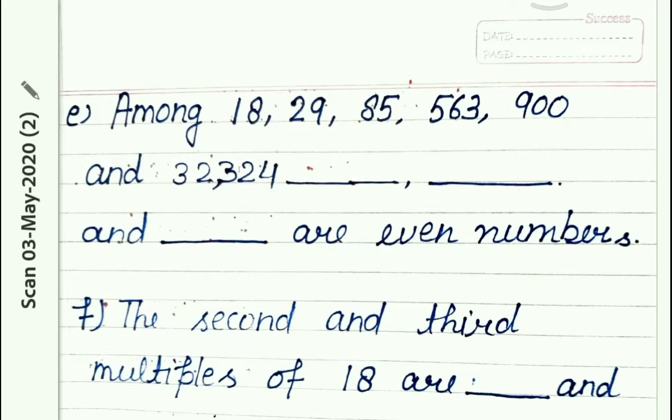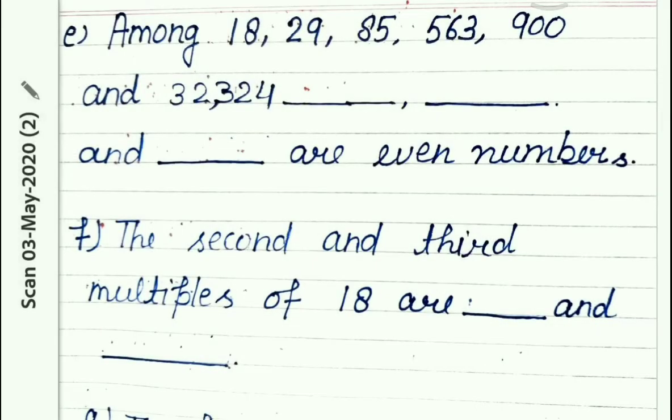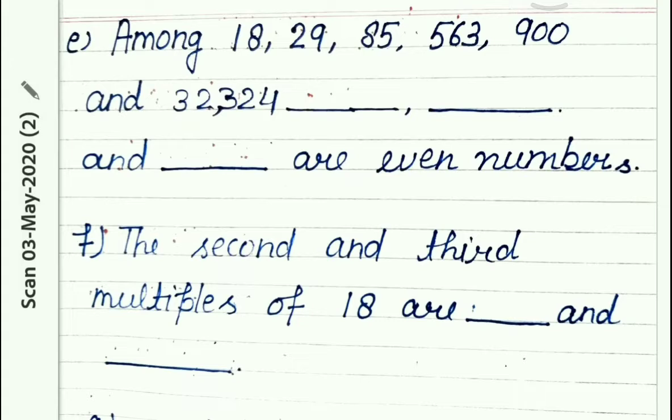Now next part, F. Here is given: the second and third multiples of 18 are dash. Here it is asking for multiples, as we read in the counting table, the multiplication table.